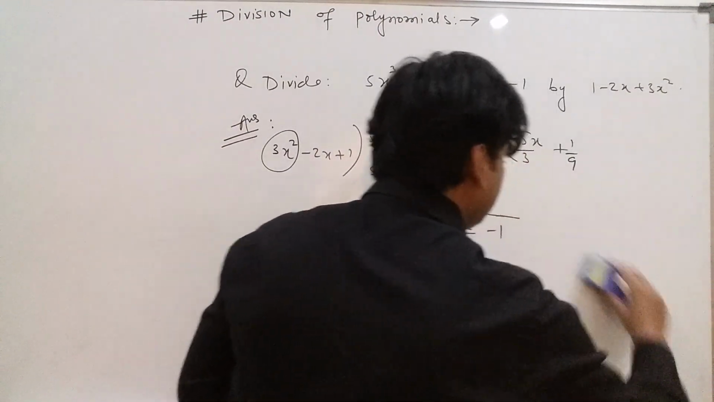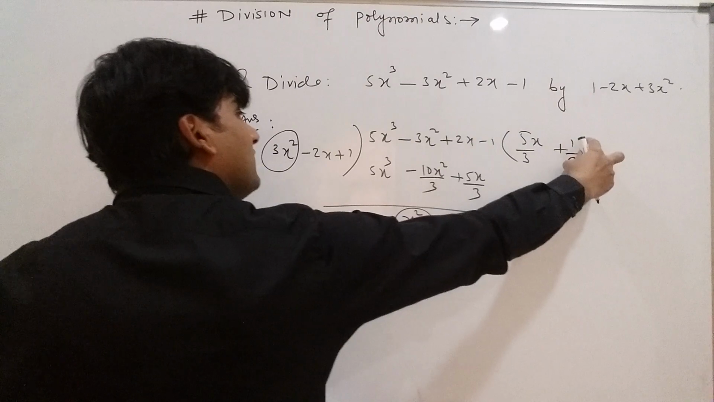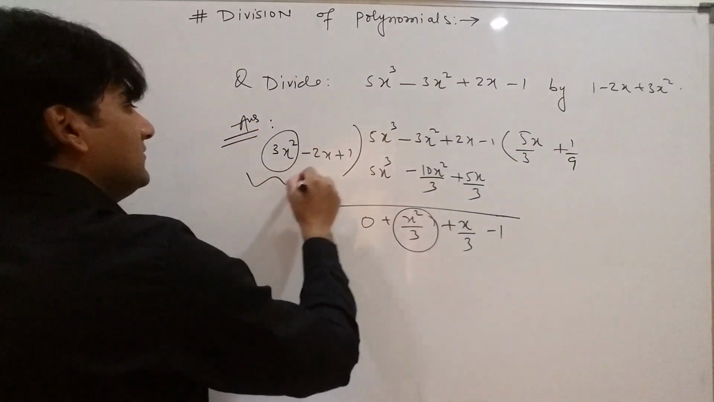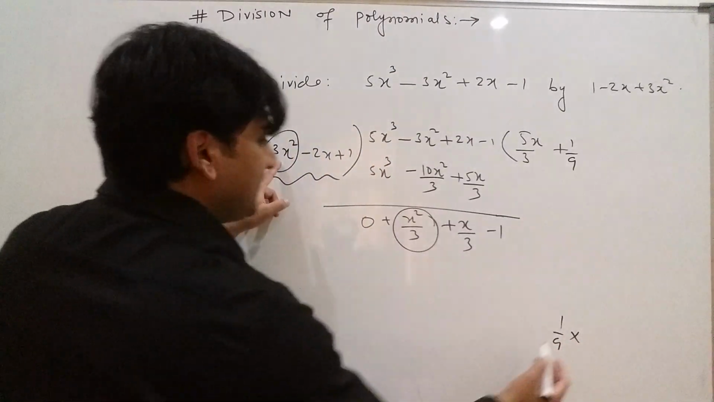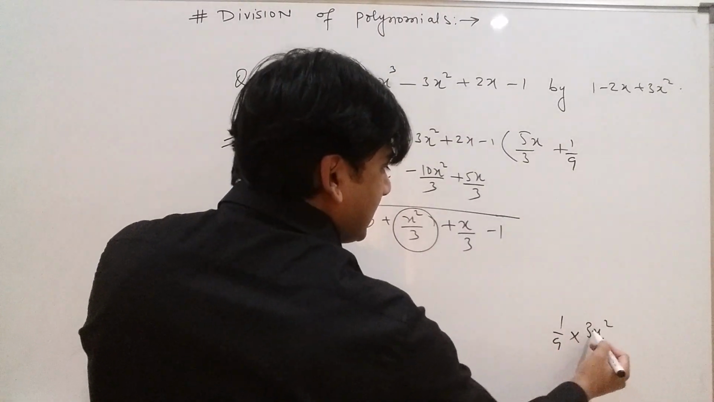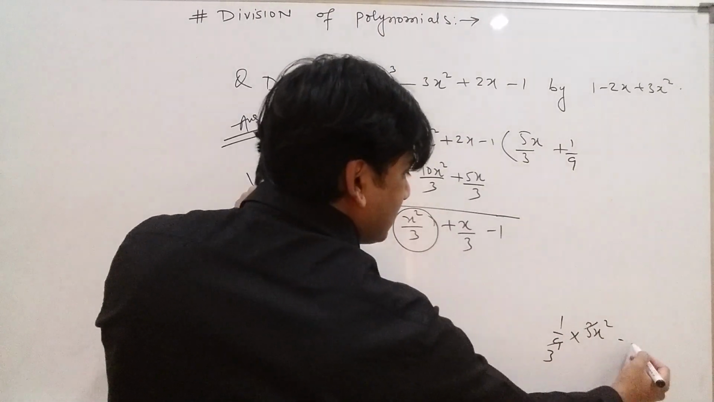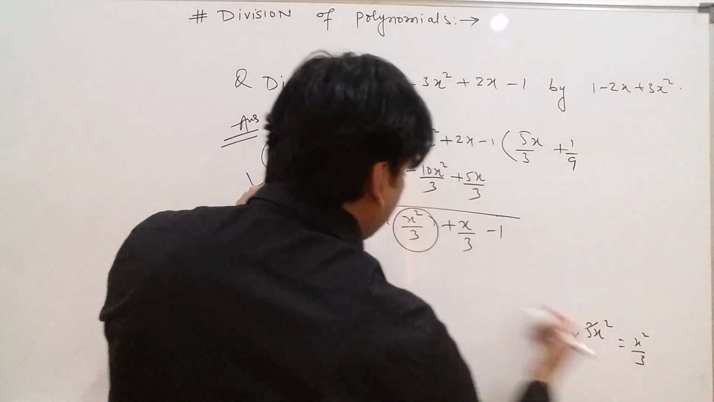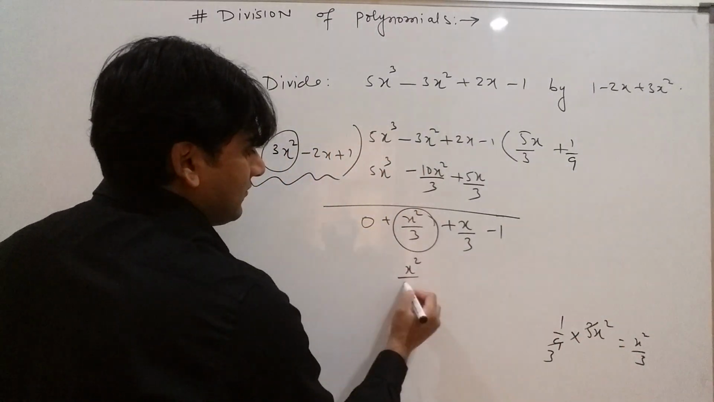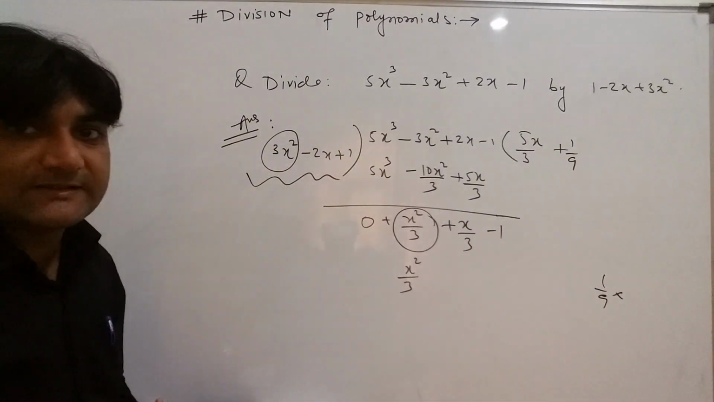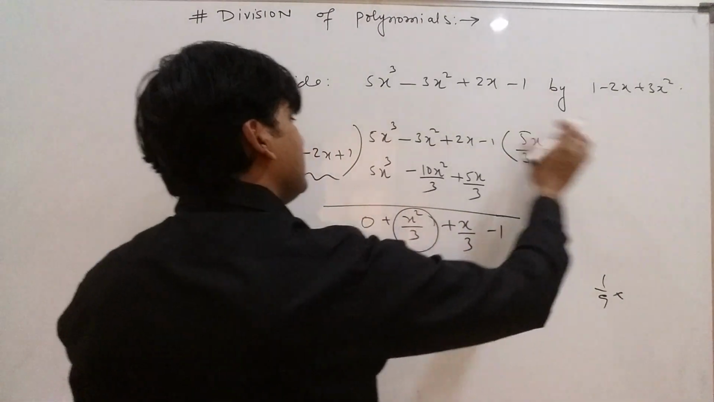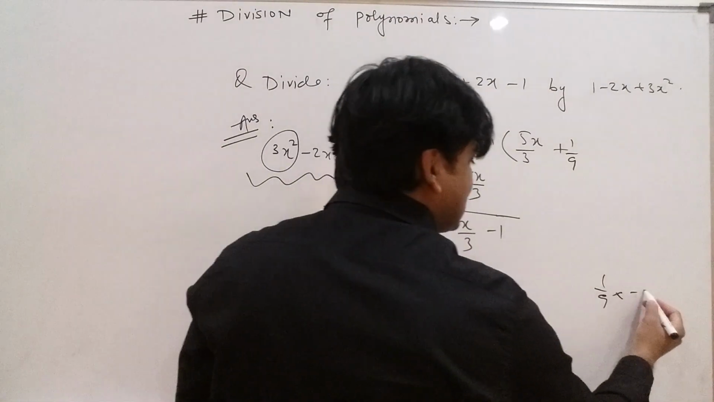Now, this 1 over 9 you have to multiply with all. So multiply. Now 1 over 9 times 3x square. This 3 and this 9, so this is x square over 3, which you have to write here, x square over 3. Now, this 1 over 9 you have to multiply with minus 2x.